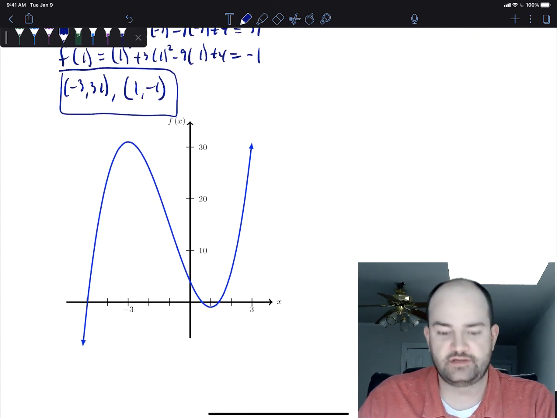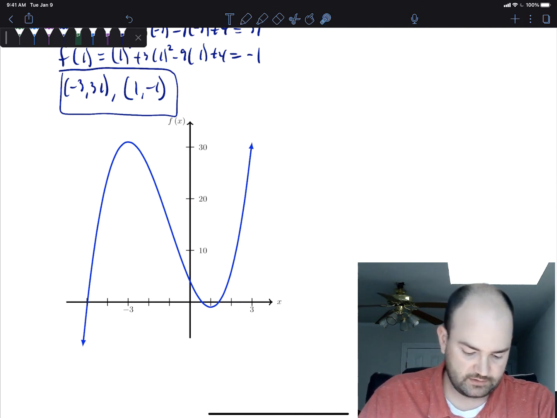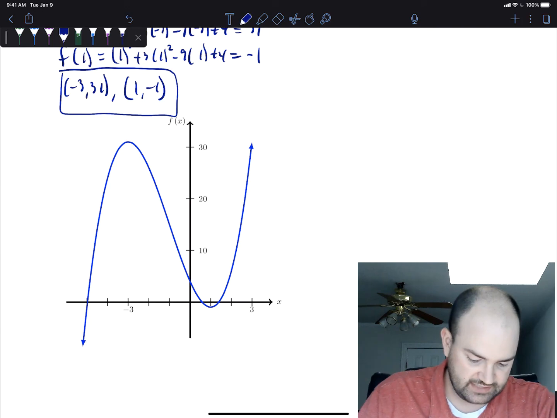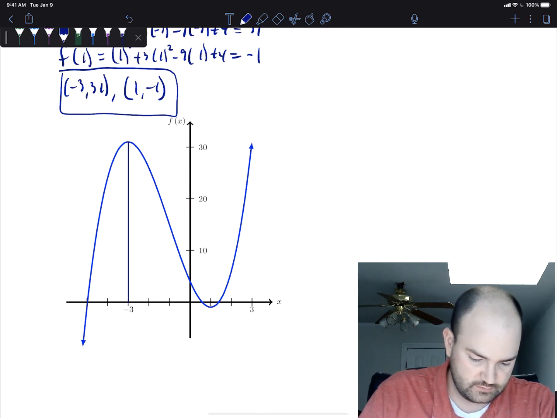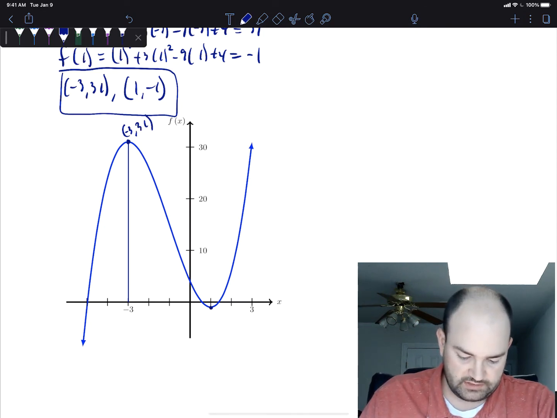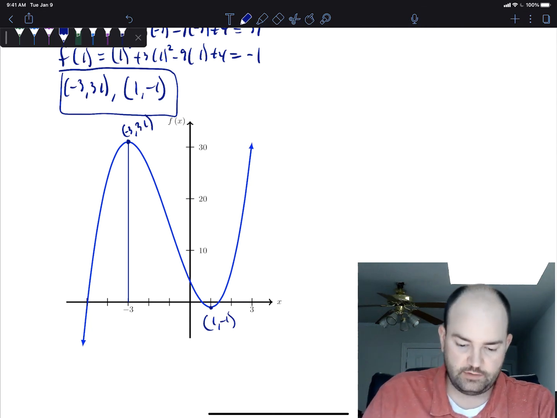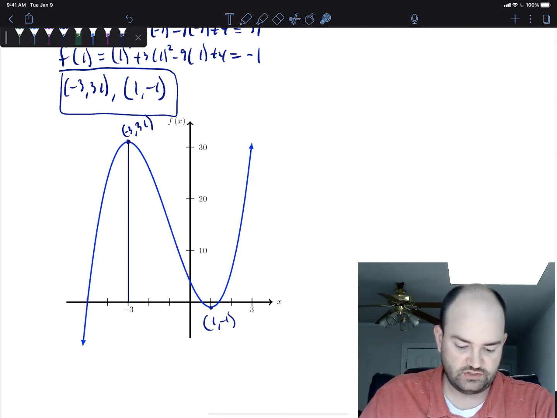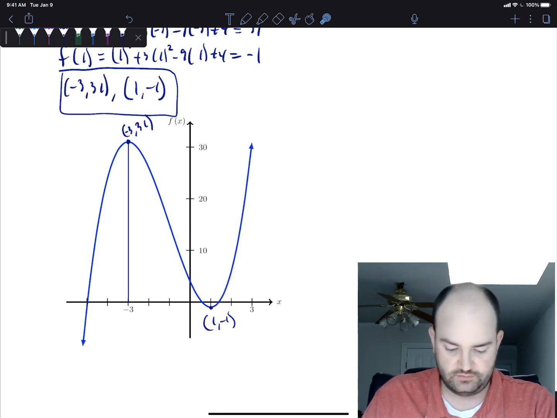All you have to do is just type it in the calculator. But notice something. At this -3, oh look, right up there is that coordinate, -3, 31. And over here, this coordinate is 1, -1. Now notice that the function was increasing in this region, then it was decreasing in this region, and then it was increasing in this region.